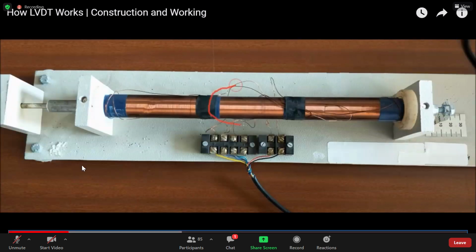Now look at the former. It is surrounded by one primary coil, and you can see this is our core. Internally, we have the core connected. The winding is called the primary winding, which is excited by the input voltage, and the voltage range is 1 to 10 volts.